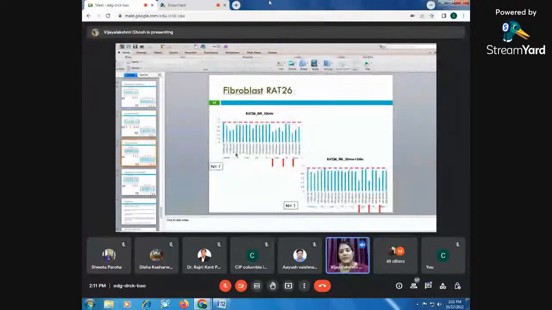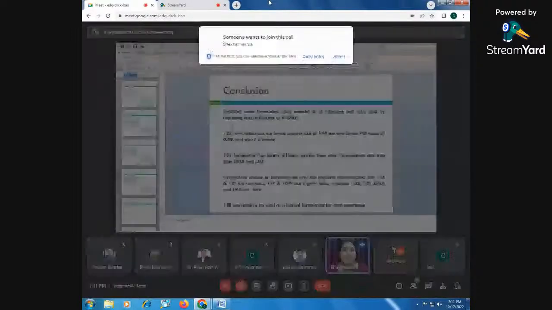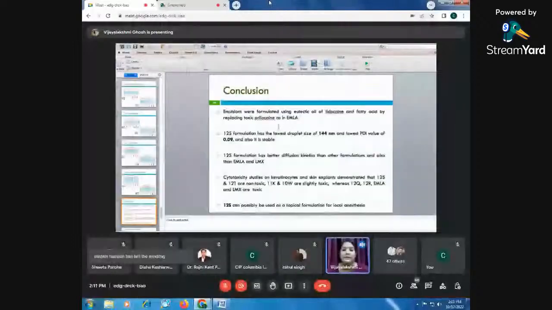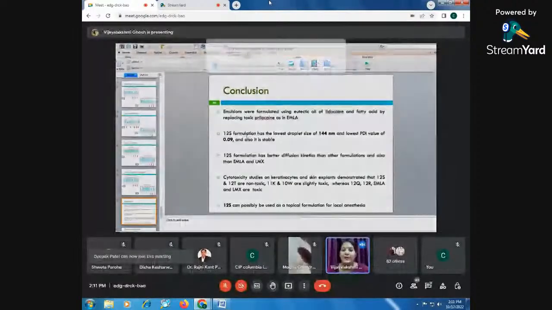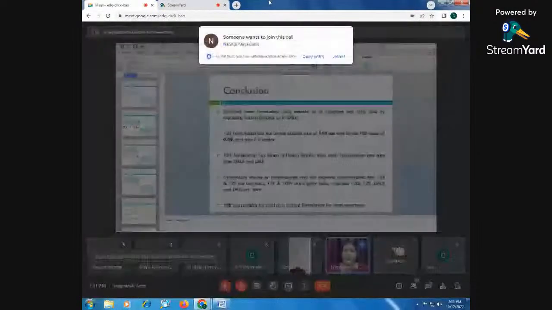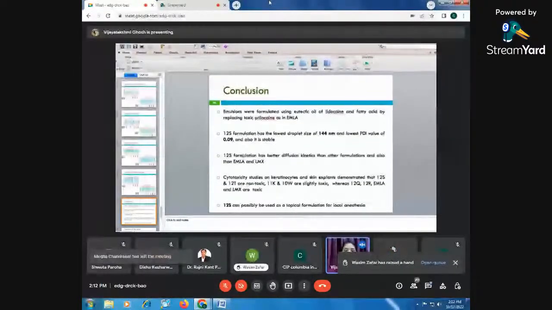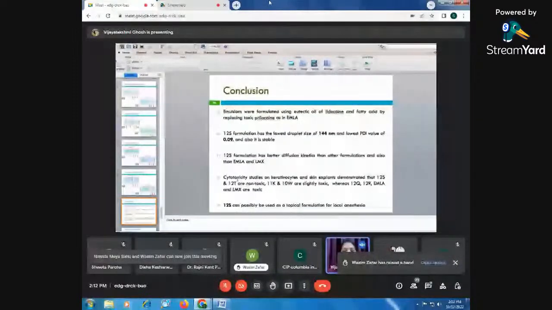So here we conclude that emulsions were formulated using eutectic oil of lidocaine and fatty acid, replacing the toxic prilocaine as in EMLA. And the best, optimized formulation, which is 12S, had the lowest droplet size of 144 nanometer and the lowest PDI, the polydispersity index, of 0.09, and it is also highly stable. The 12S formulation also had better diffusion kinetics than other formulations and also better than the commercial formulations, which are EMLA and LMX. In the cytotoxicity studies on keratinocytes and skin explants, it was demonstrated that 12S and 12G are not toxic, 11K and 10W are slightly toxic, whereas 12Q, 12R, EMLA, LMX are highly toxic.